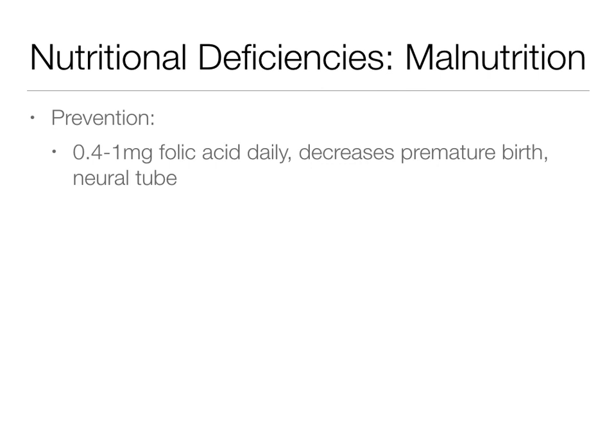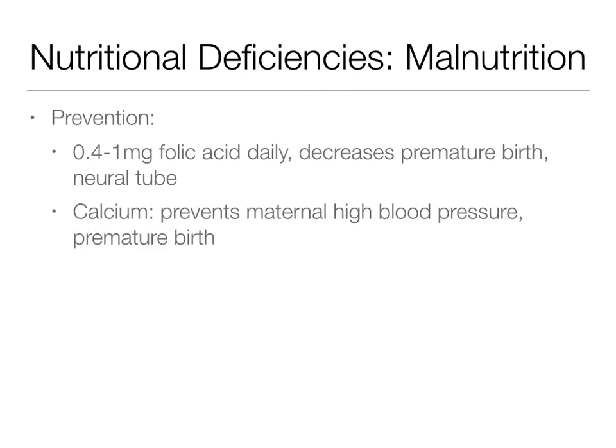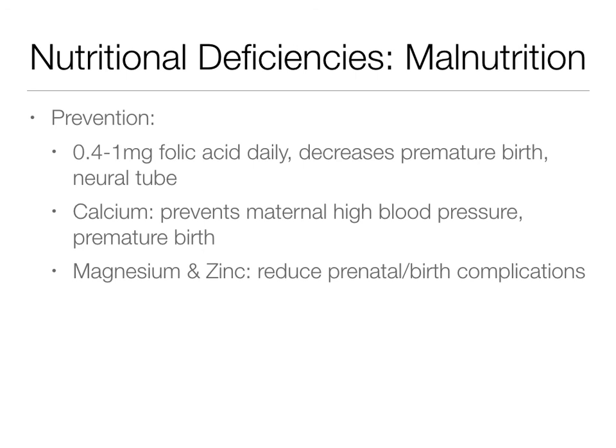You'll see it's in pretty much all women's vitamins, multivitamins. It's definitely in all prenatal vitamins. We see calcium prevents maternal high blood pressure, which helps maintain a healthy pregnancy, and it also helps prevent premature birth. Magnesium and zinc reduce prenatal and birth complications. Remember, iodine prevents mental deficiencies and stunted growth. And again, it really promotes brain development. So we see that in both genders, but females particularly.